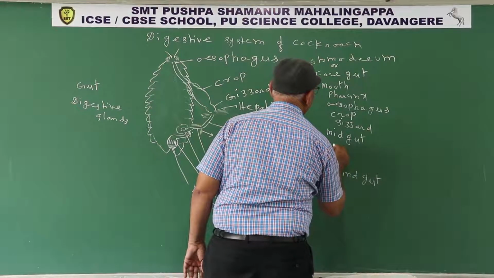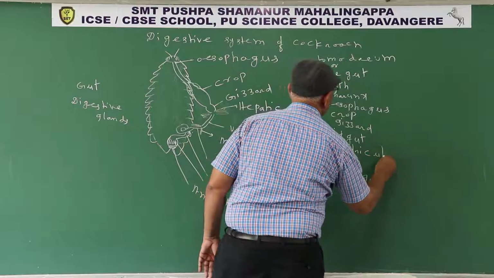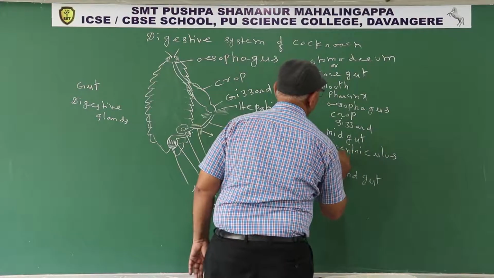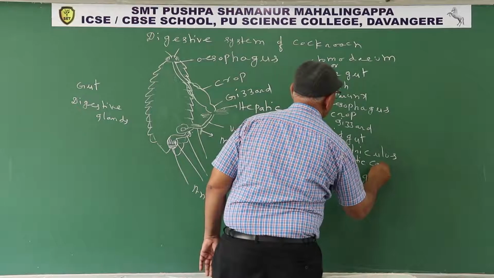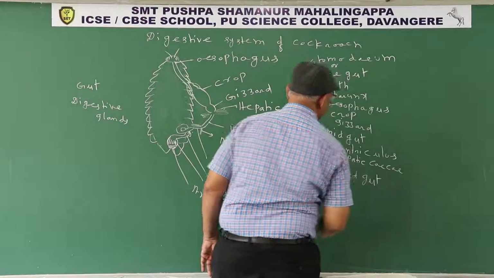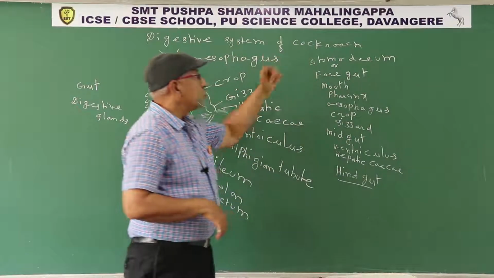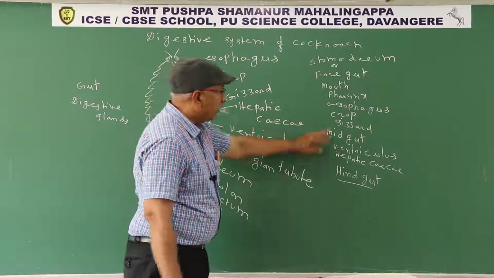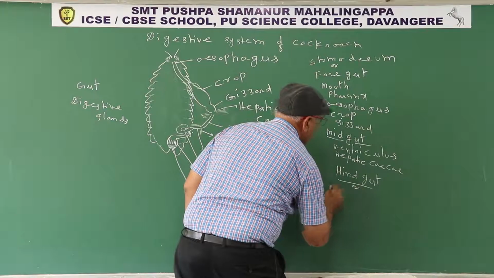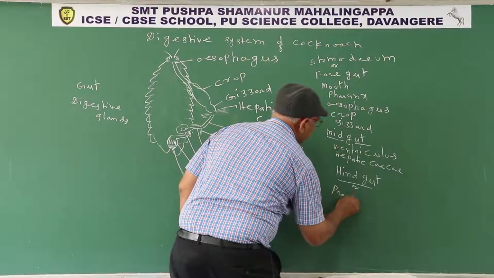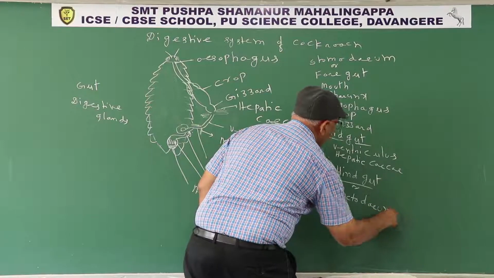Midgut contains ventriculus and hepatic caeca. Midgut, also known as mesenteron. Hindgut, also known as proctodium.